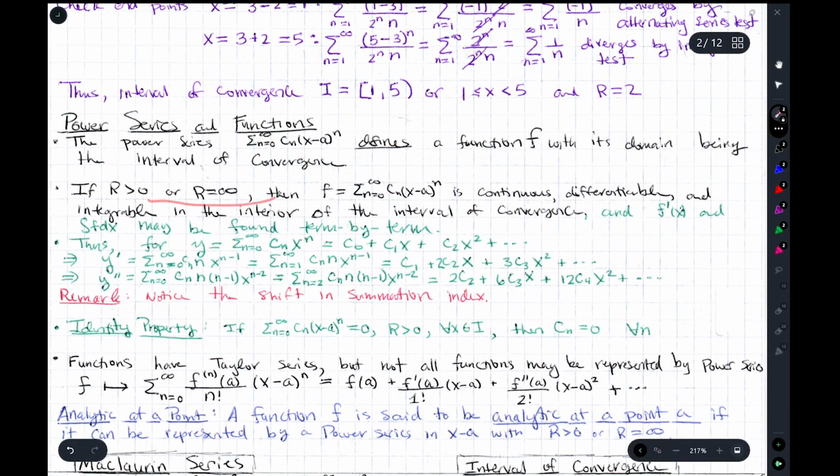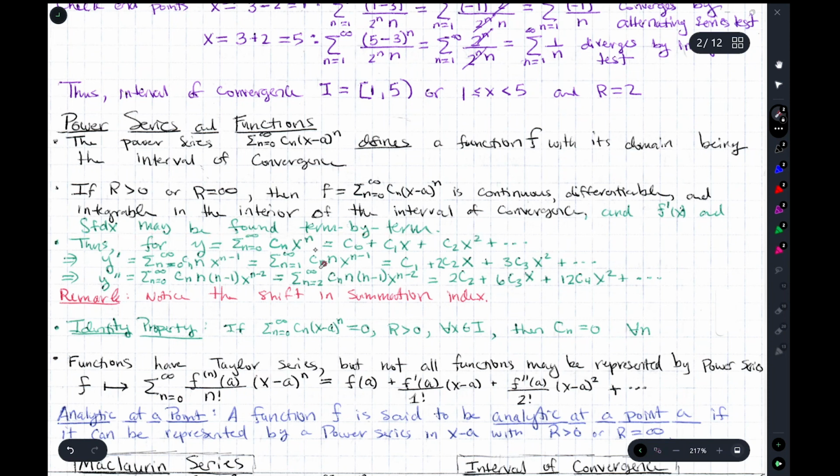If r is strictly greater than 0, or r equals infinity, then the function defined by this power series is continuous, differentiable, and integrable, when r is strictly positive or infinity, in the interior. Not at the endpoints generally; those have to be probed independently. And f prime and the integral of f may be found term by term.